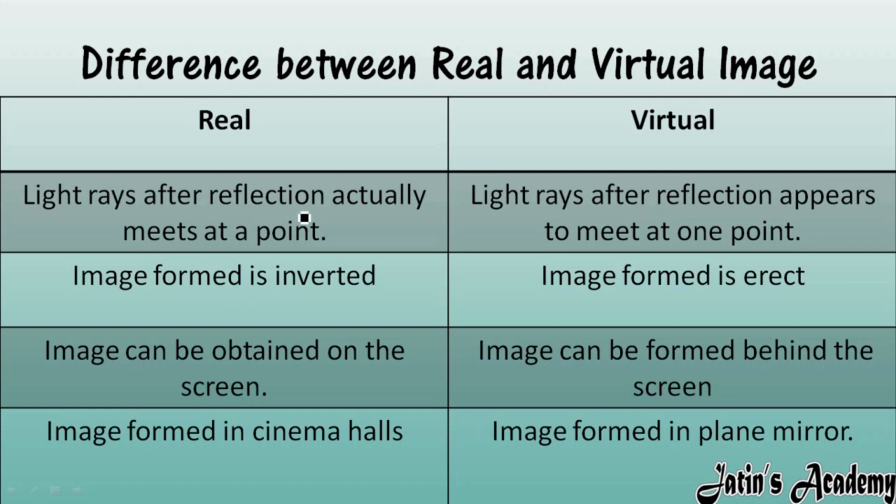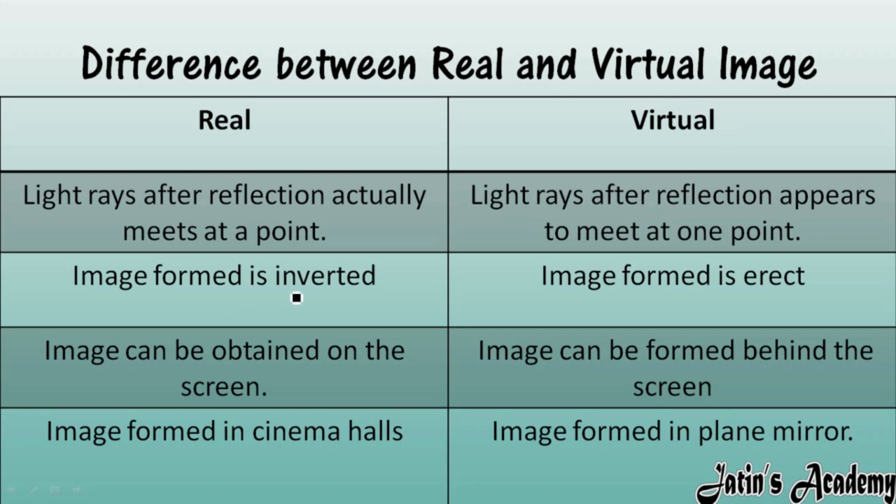Light rays after reflection actually meet at one point. Means if light rays after reflection are actually meeting at one point, that actual meeting at one point is known as a real image. But if light rays after reflection do not meet actually at one point, but we have to extend them, they are just extended to meet at one point, that image formed is a virtual image.